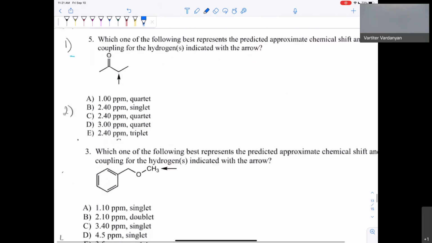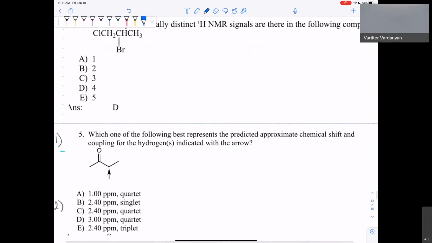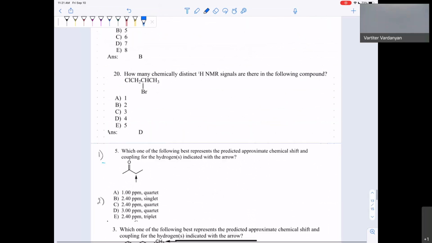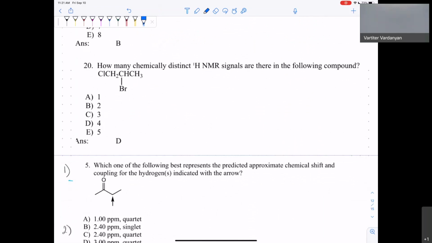So we're going to skip that one for now. We're going to do this one. Where'd you go? Yes. I don't have number 19. So we could do it in the exam review.